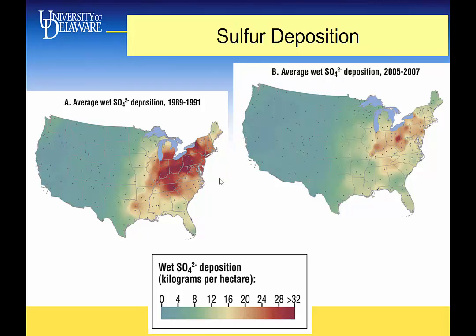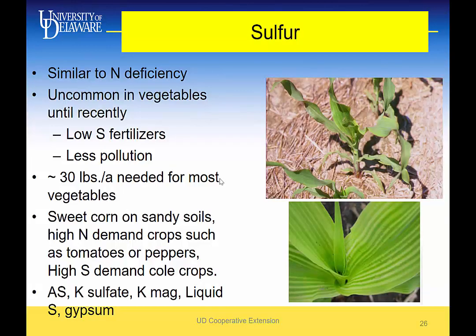And you know the reason, we're not burning, we're not polluting so much through the air, so we're not getting free sulfur anymore. It's similar to nitrogen deficiency, and it's a general overall yellowing, or oftentimes a yellowing in the middle of the plant, or even in the upper part of the plant. So we're recommending 30 pounds per acre of sulfur for most vegetable crops. Sweet corn and sandy soils, very important.